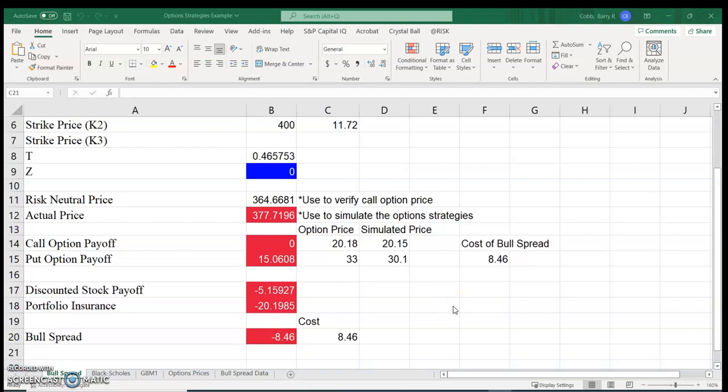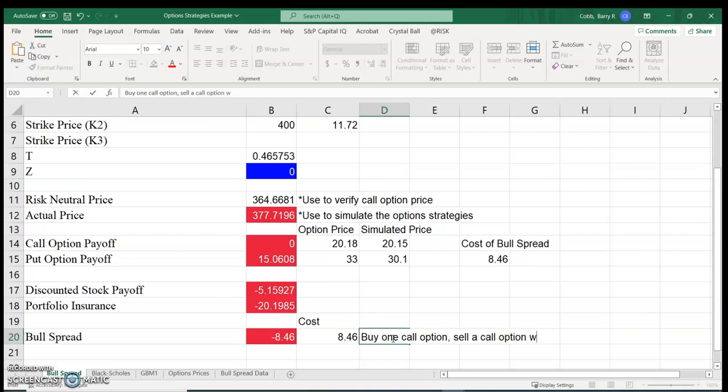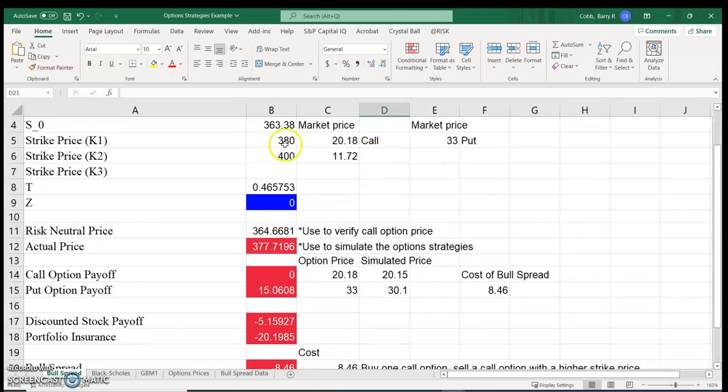Previously, we had developed a model for a strategy called the bull spread. With the bull spread, an investor can buy one call option and then sell a call option with a higher strike price. In the case of the bull spread we looked at, we purchased an option with a strike price of 380 and then sold a call option with the price of 400.